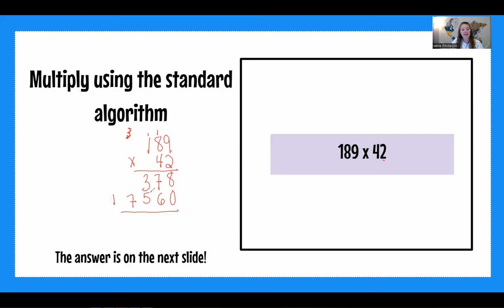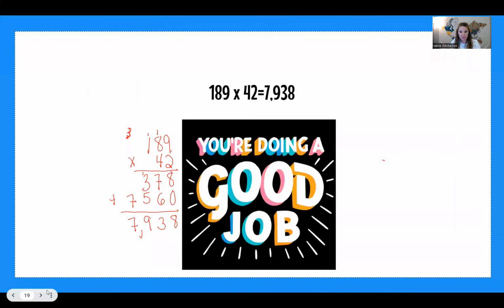Now we're adding. So we're going to say 8 plus 0 is 8. 7 plus 6 is 13. 3 plus 5 is 8, plus 1 is 9. And then bring down that 7. So 189 times 42 is 7,938. All right, we're right. Awesome.